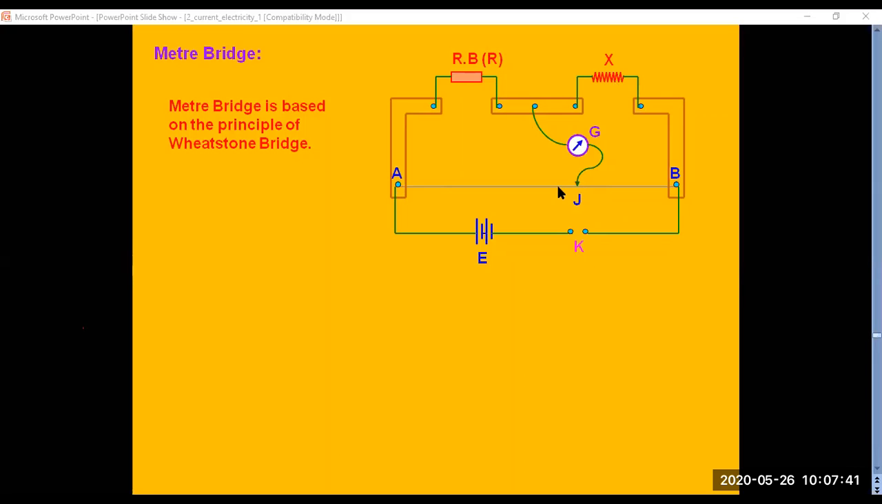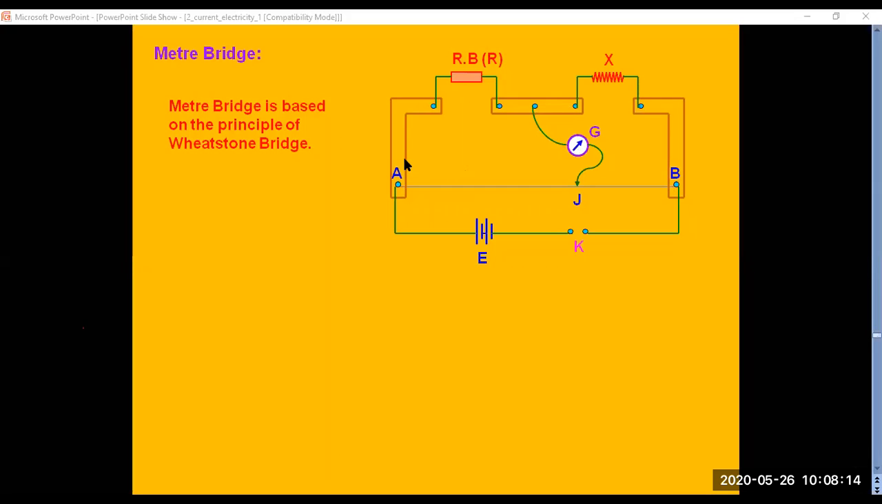Now, when I keep this jockey at the end A, the galvanometer should show opposite side deflection. That is, when I keep it at A, the galvanometer should move towards B. The galvanometer will have readings like center 0, right hand side 30 readings, left hand side 30 readings. So when you keep it at A, on the opposite side it should come to 30. When you keep it at B, towards A, the galvanometer needle should move to 30 degrees. That means our connection is correct.